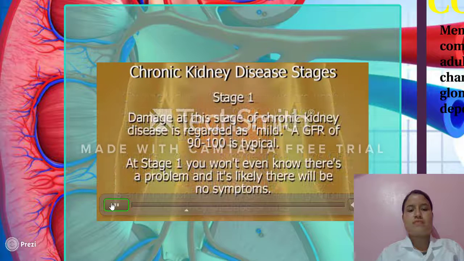Stage 1. Damage at this stage is regarded as mild. A GFR of 90 to 100 is typical. At stage 1, you won't even know there's a problem, and it's likely there will be no symptoms.